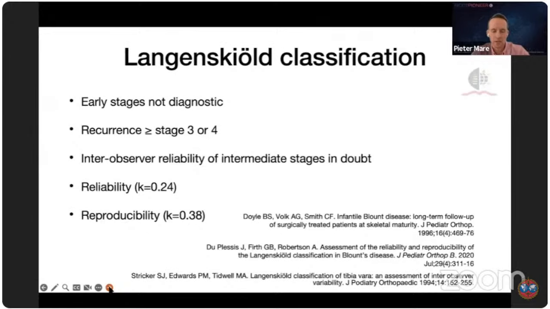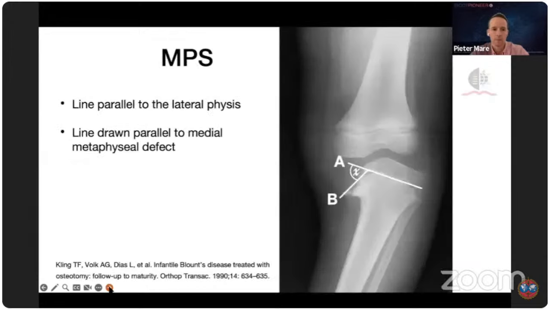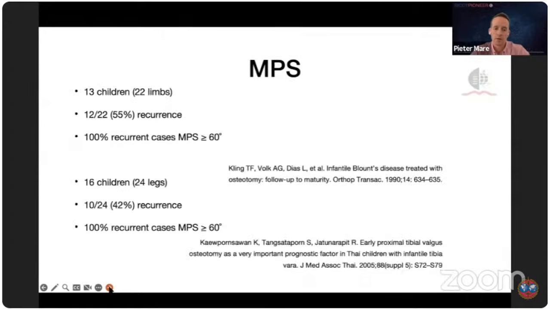So the Langenskiöld classification can predict recurrence. However, it's not completely certain which stage, 3 or 4, predicts recurrence, and it's also these intermediate stages where the inter-observer reliability has been brought into doubt. So we are really enthusiastic about the medial physeal slope. This is an angle that's drawn between a line parallel to the lateral physis and a second line drawn parallel to the medial metaphyseal defect. Now, both in the original report by Kling in 1990 and also in a subsequent report, they were able to show that 100% of cases that had an MPS of greater than 60 degrees were associated with recurrence.